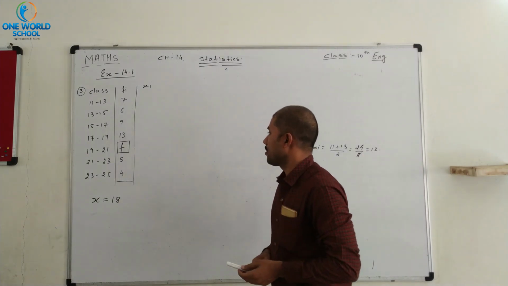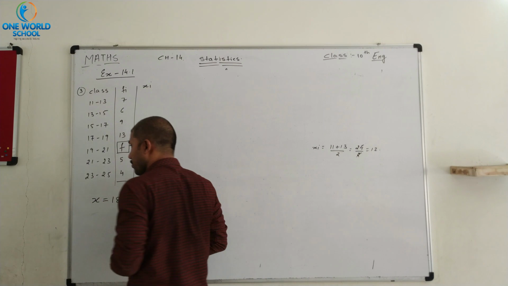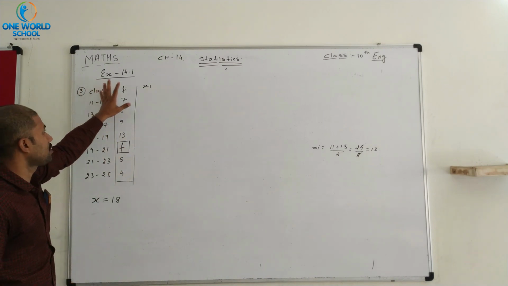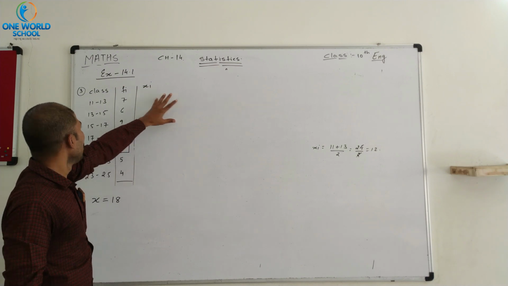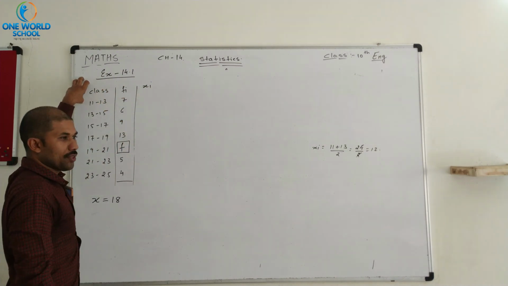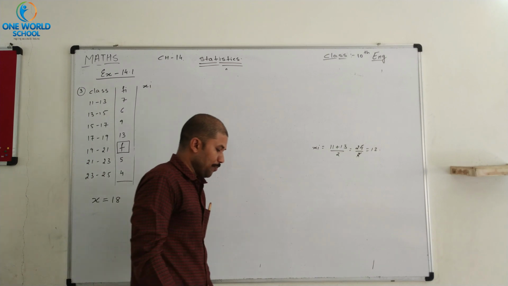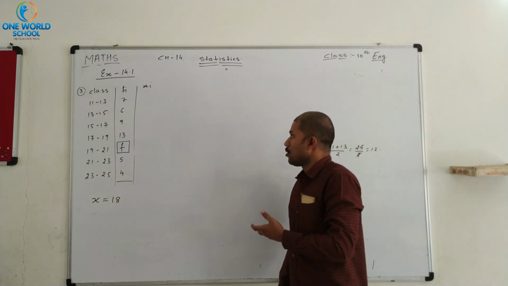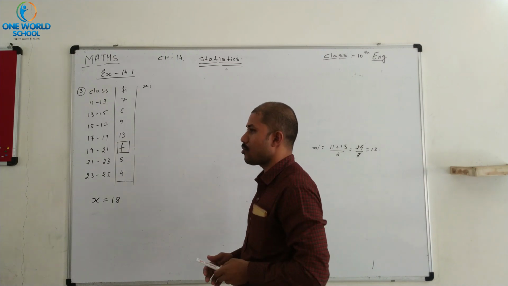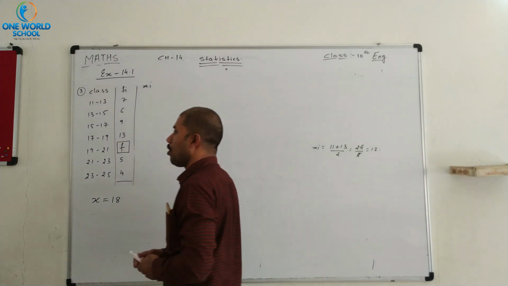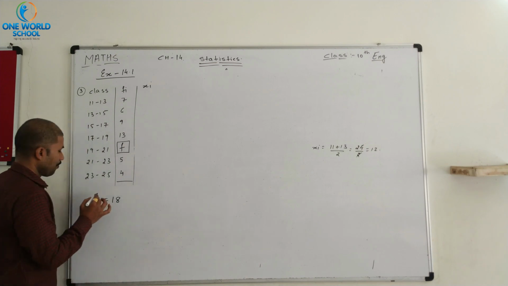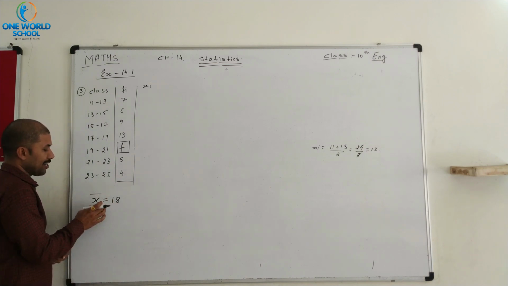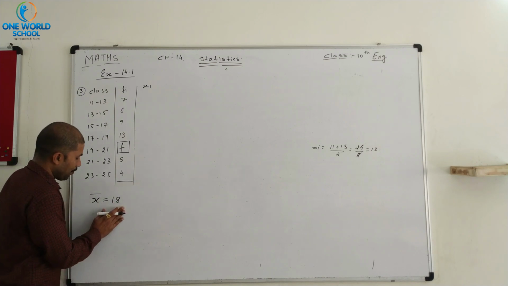Now let us take a question from exercise 14.1. We will solve it as we have solved questions first and second in the previous video. Now we are solving question number 3. Question number 3 is a little bit different from the other two questions. Why? Because in this question they are providing the value of the mean, x bar. They have already given the value of x bar, that is, mean equal to 18.